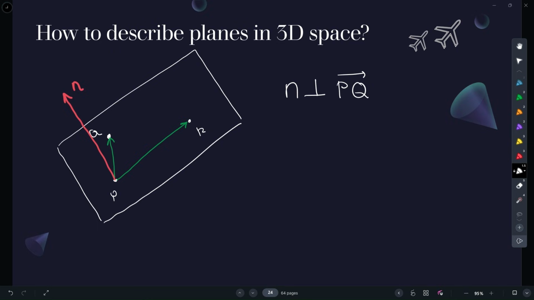And we know how to express this using the dot product. What we're looking for is a point Q such that N dot product with the vector from P to Q gives me 0. The plane is precisely described by all the points Q such that the normal vector is perpendicular to the vector from P to Q. So let's do exactly that.